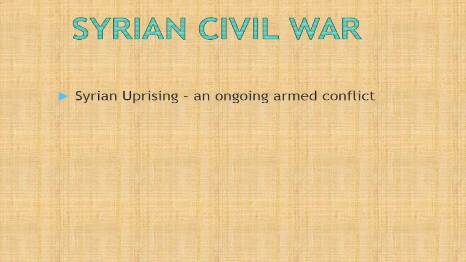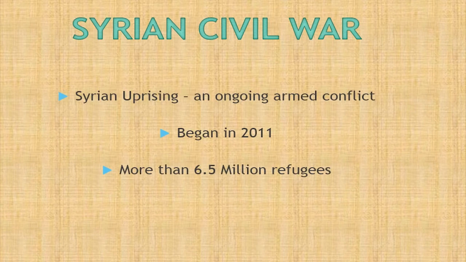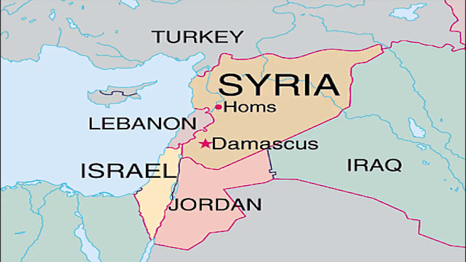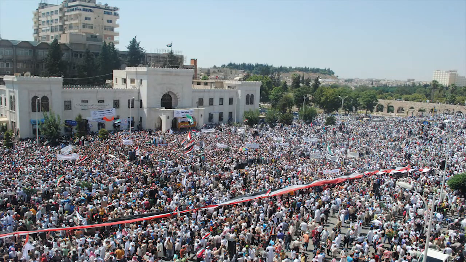Our next example is the Syrian civil war. The so-called Syrian uprising is an ongoing armed conflict which takes place in Syria. It all began in the spring of 2011 with a nationwide protest against Bashar al-Assad's government. The conflict gradually turned from a protest into an armed rebellion to the extent where chemical weapons were used.